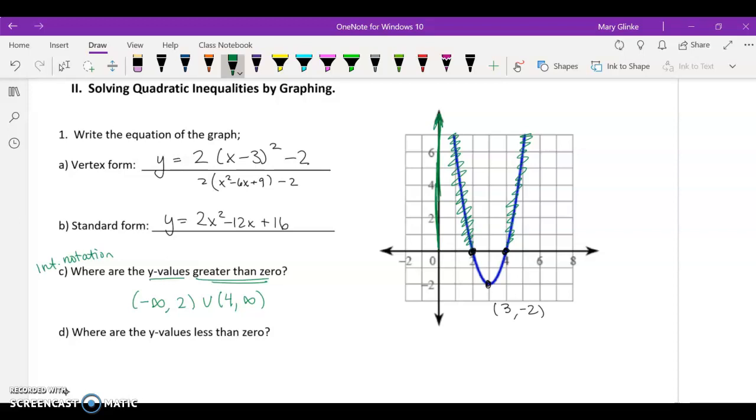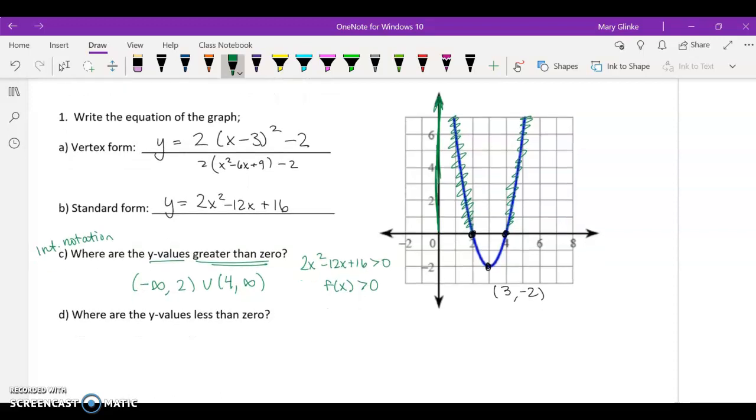So we are looking for where our y values are greater than 0, but then we're talking about them with our x values. Notice again, these are our x values describing our y values there. What we have just done is we have found where 2x squared minus 12x plus 16 is greater than 0. In other words, we have solved for where f of x is greater than 0, where our y values are greater than 0. Now let's compare this to the next one.